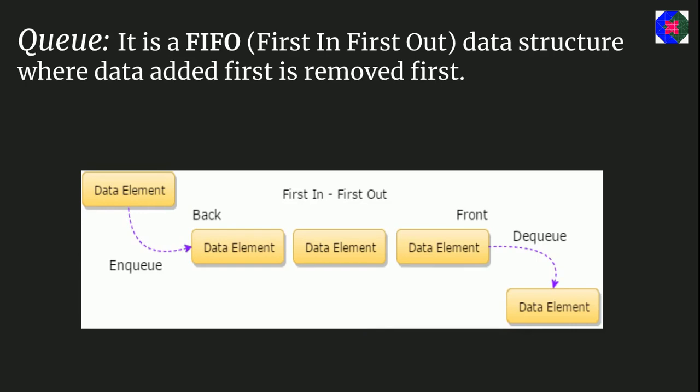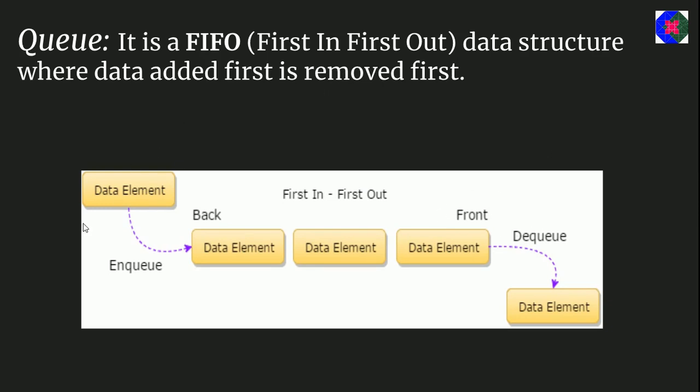Next comes queue data structure, which is a first in first out data structure where data added first is removed first. There are two special terms related to queue data structure. One is back or rear end of the queue and another is front end of the queue. Addition of any data element in the queue happens at the rear end and this operation is called enqueue, and removal of any data element from the queue occurs at the front end and the operation is called dequeue.